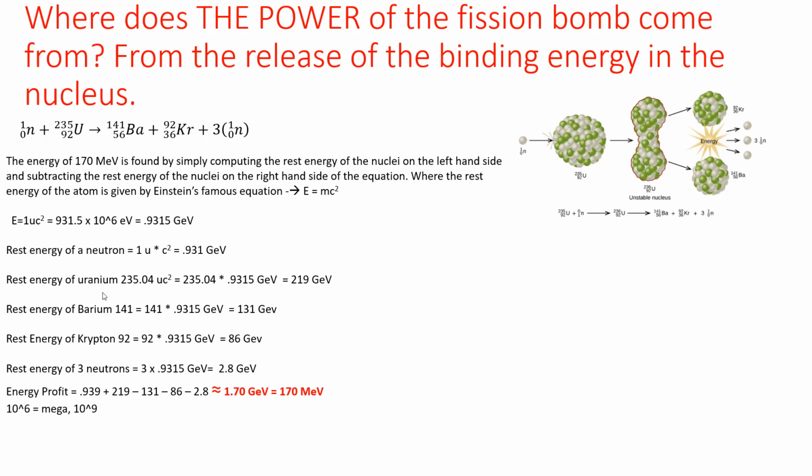The rest energy of uranium-235 is slightly more than 235, 235.04. Multiplying that by u c squared, it gives me 219 giga electron volts. Rest energy of barium is 131 giga electron volts. Rest energy of krypton-92 is 86, etc. Now I just add up the energy of the neutron and the uranium rest energies, and subtract the rest energies of the barium, krypton, and the 3 neutrons to get 1.7 giga electron volts, which is 170 mega electron volts.